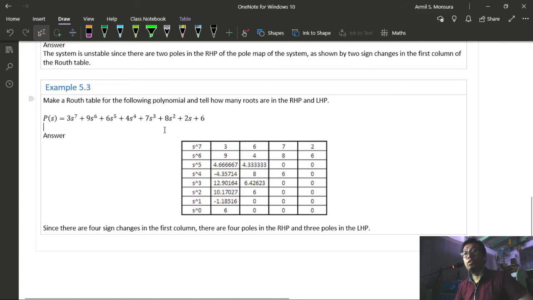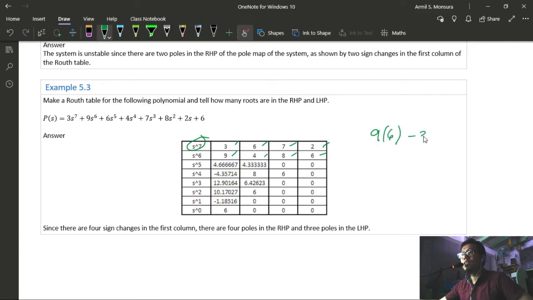the first two rows. So, since this is s raised to 7, simula tayo ng s raised to 7 dun sa ating table. Okay, and then we fill up the first two rows. So 3, 9, 6, 4, 7, 8, and 2, 6. Okay. Now, what would happen is that pag kinompute natin ito, that should be 9 times 6 minus 3 times 4 divided by 9.